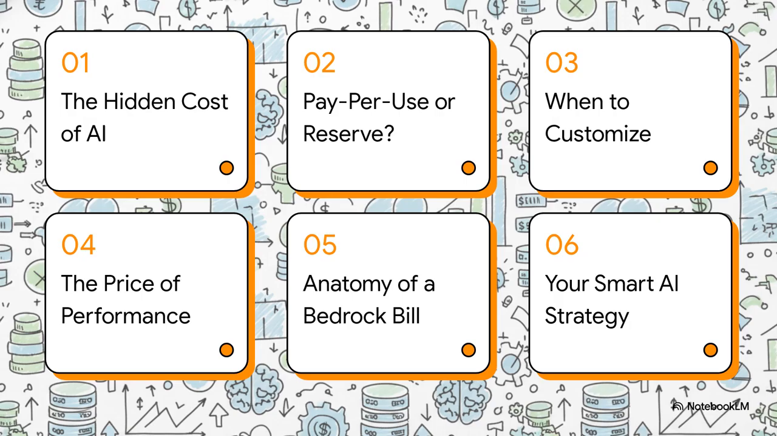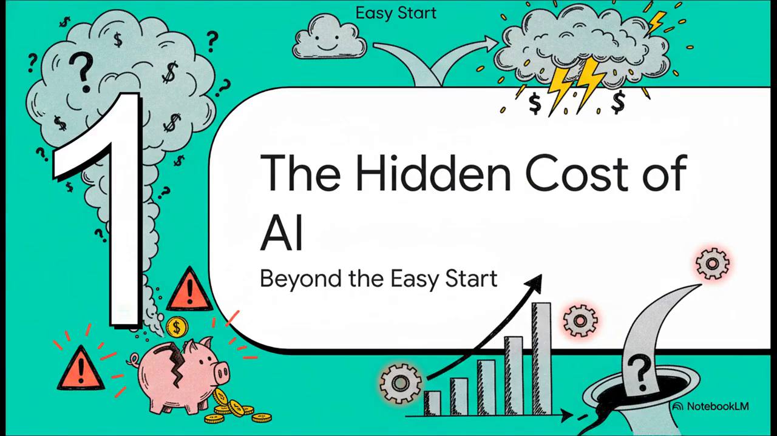All right, here's the game plan. We'll start with those hidden costs that can really catch you off guard. Then, we'll dive into your first big decision. Do you pay as you go, or do you reserve your power? After that, we'll get into the fun stuff, model customization, and expose the true price of performance. We'll even build a sample bill from scratch. And finally, we'll wrap it all up with a smart strategy to keep your budget right where it needs to be. First up, let's talk about that easy start.